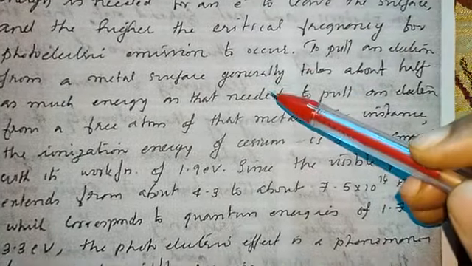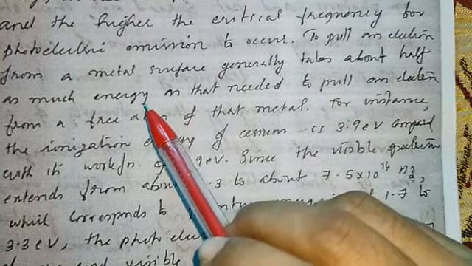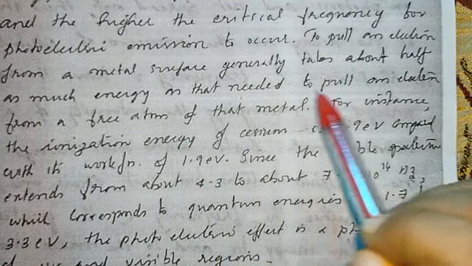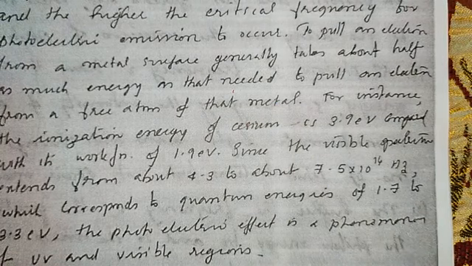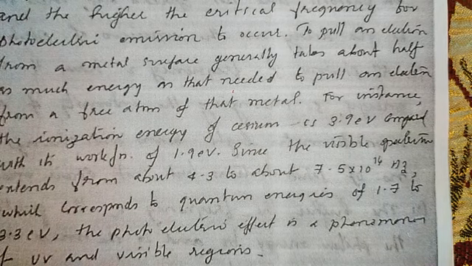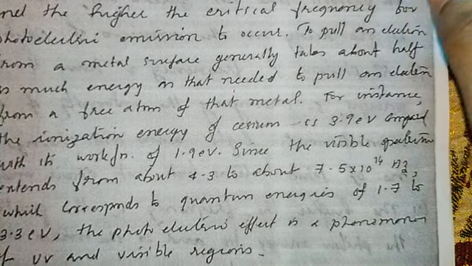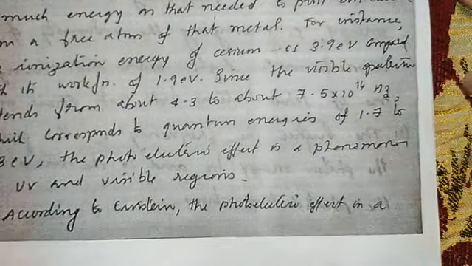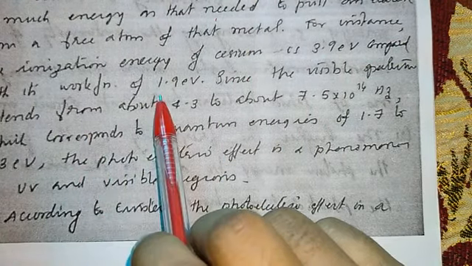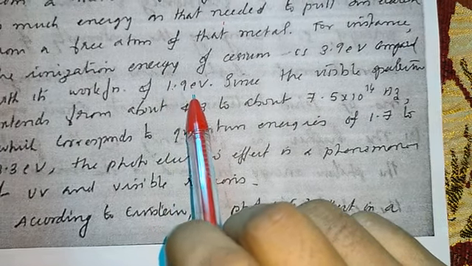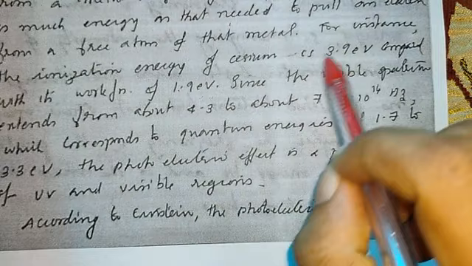To pull an electron from a metal surface generally takes about half as much energy as that needed to pull an electron from a free atom of that metal. So if we compare pulling out an electron from a metal surface with pulling out an electron from the outermost shell of a free atom, the energy in the former case is just half that of the second case. An example is given here. The ionization energy of cesium is 3.9 electron volts, but its work function is 1.9 electron volts, just about half of this value.